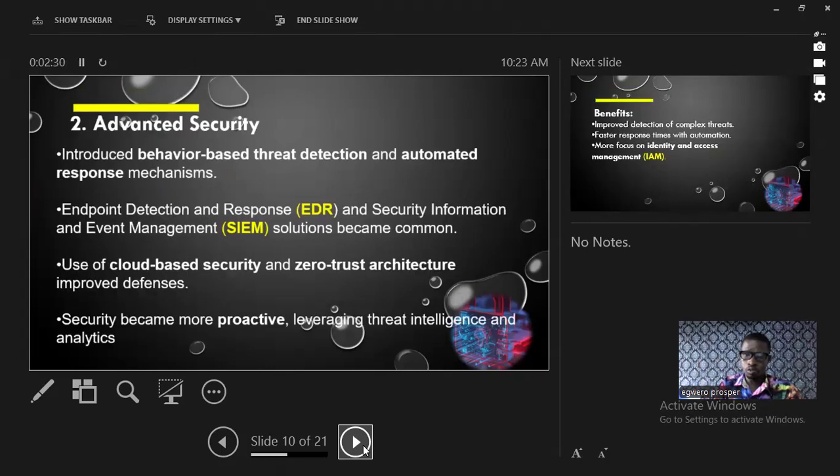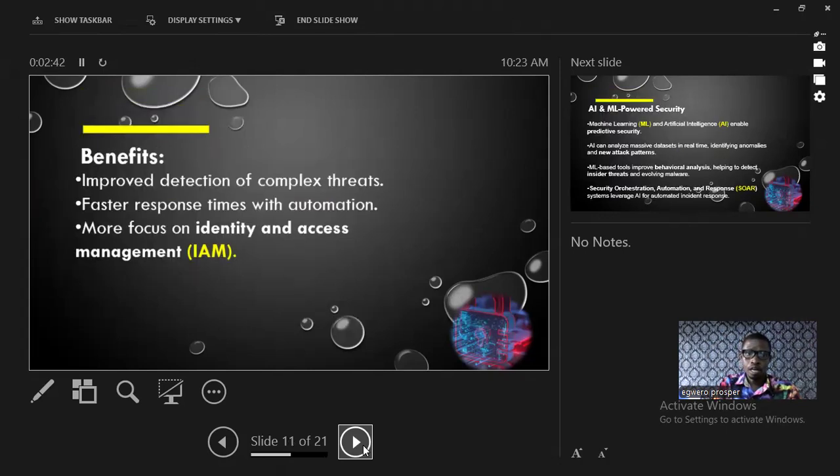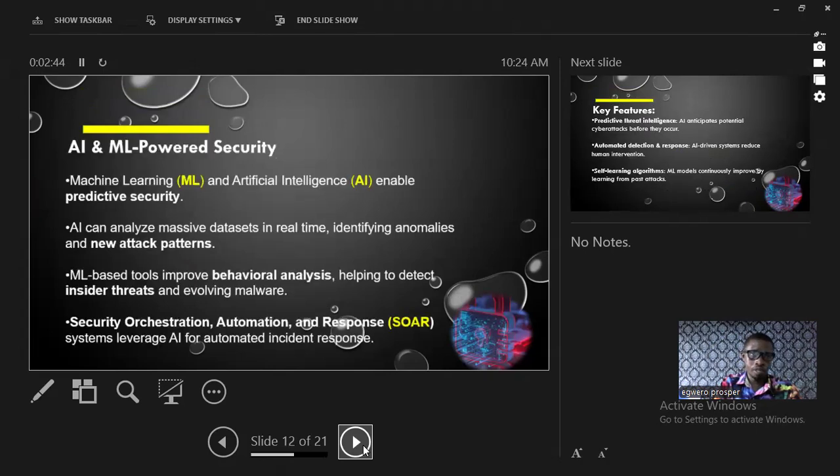Just be looking at the slide. Once you get to where I stopped, you let me know. We'll also talk about the advanced security, right? And then we also highlighted some of the benefits. And then I know we also discussed some of the AI and machine learning powered security. And I told us that this is actually the stage we are right now, where we can deploy AI technology to identify threats in real time.